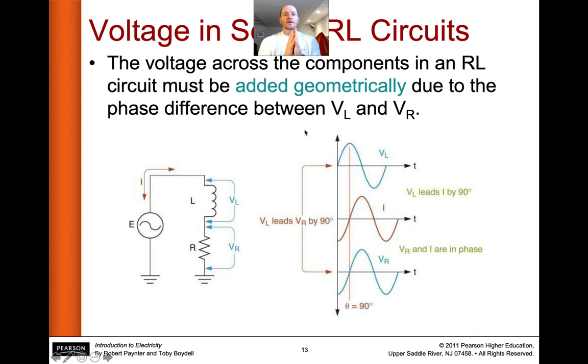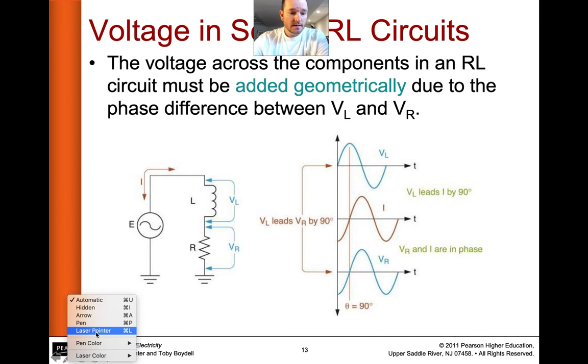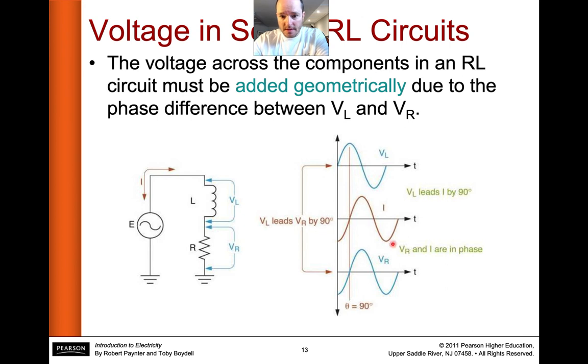So voltage across the components in an RL circuit must add up geometrically due to the phase difference between VL and VR. Let's talk about what this picture means. Here's your current coming in, here's your current total. Across the resistor, your current and voltage are perfectly in phase because it's a resistive component. It's passive by nature, where the voltage across your inductor is going to be 90 degrees out of phase. And because of ELI the ICE man, voltage will lead the current, and you can see that.